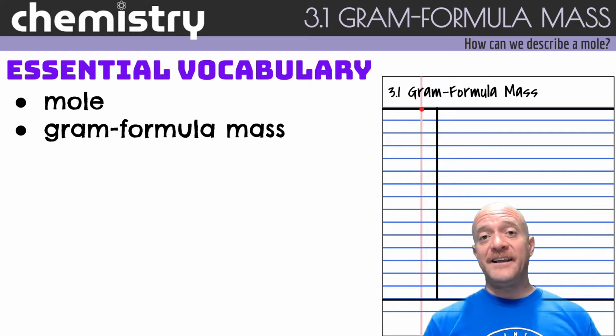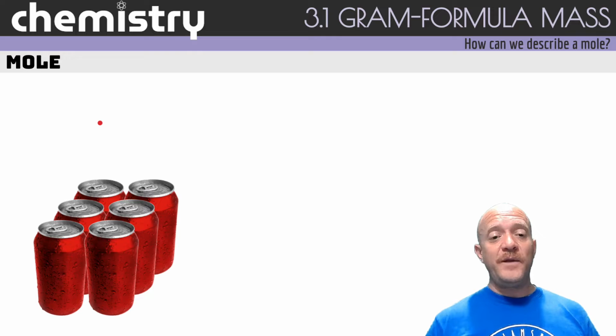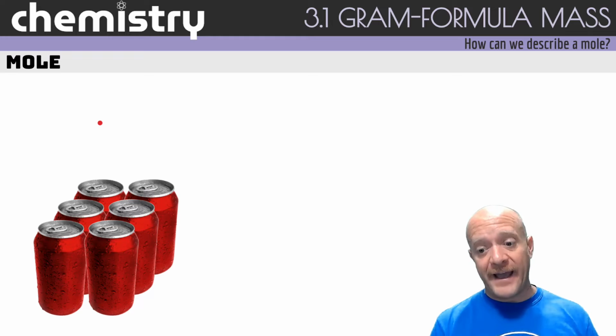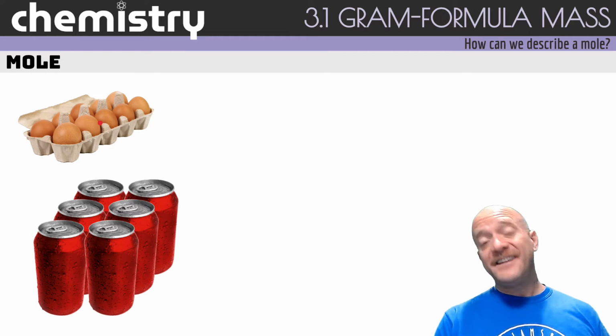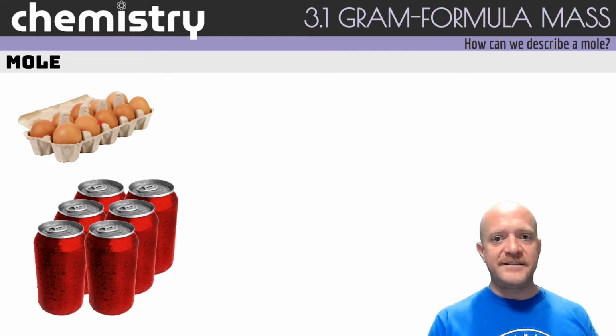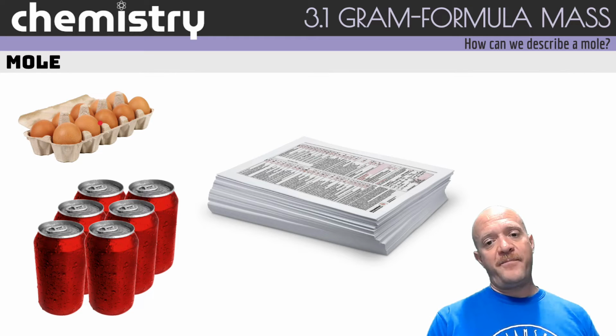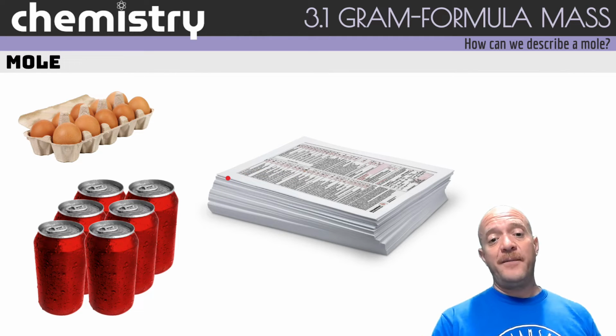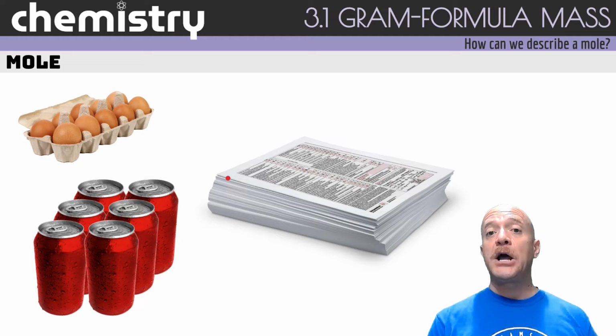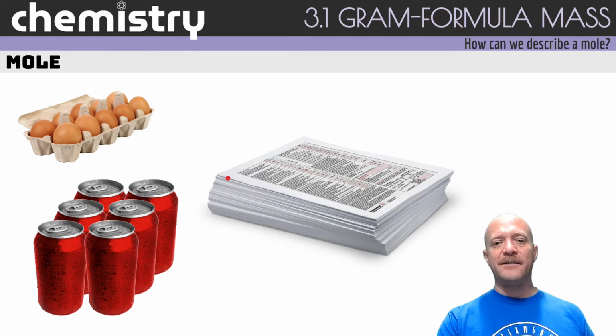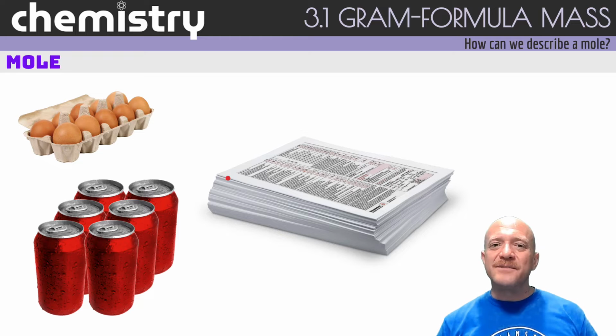Today we'll be discussing mole and gram formula mass. We have different ways of measuring items in bulk. For example, a 6-pack of cans, a dozen eggs, a dozen donuts, a ream of paper. A ream is 500 sheets of paper. These are all ways of measuring large items or many items. But in chemistry, we have to measure atoms and molecules, and they're incredibly small.